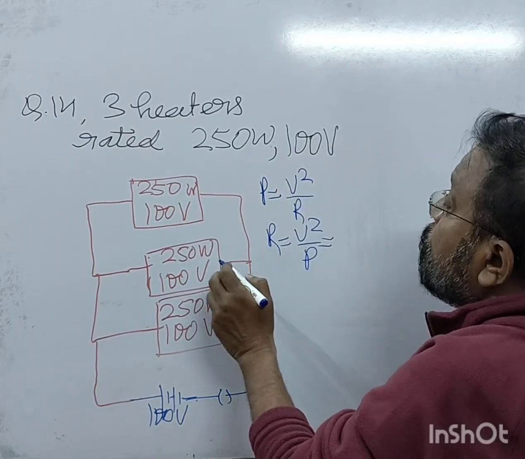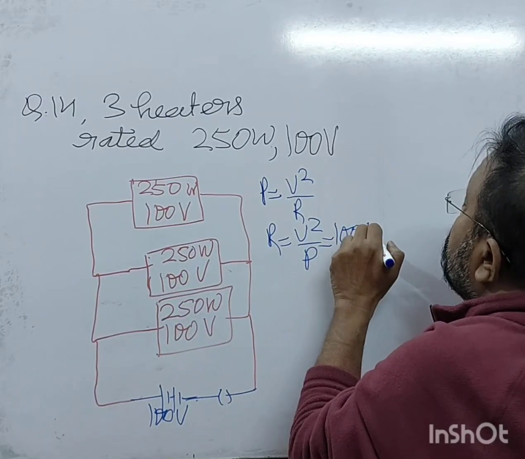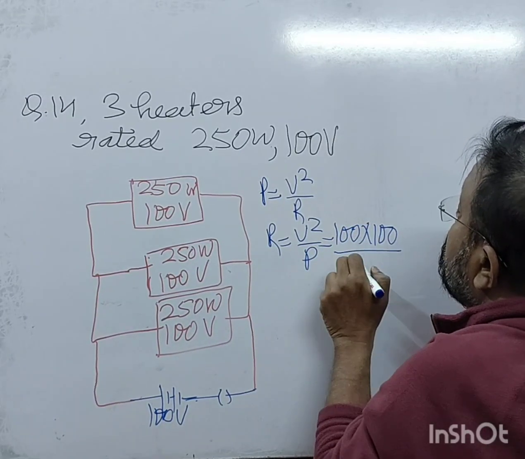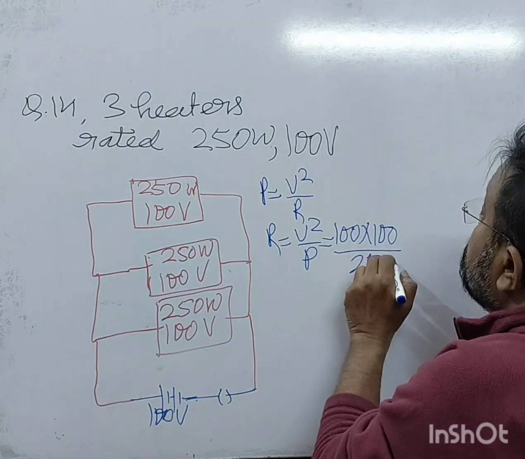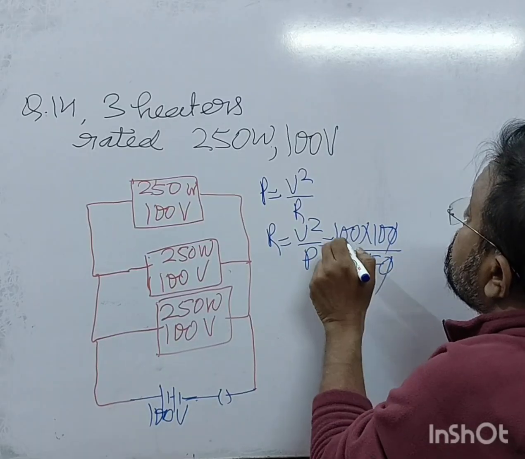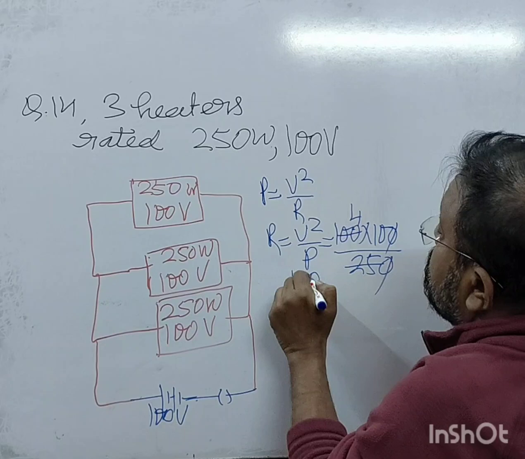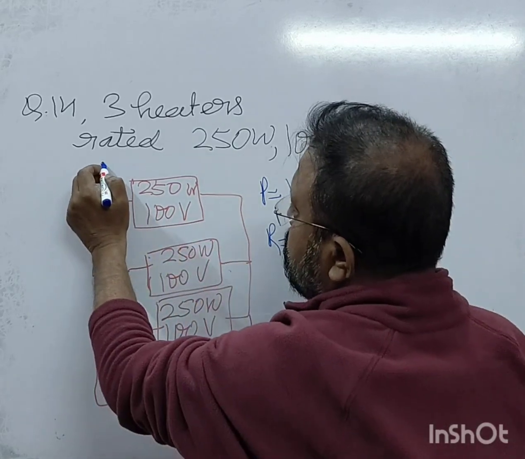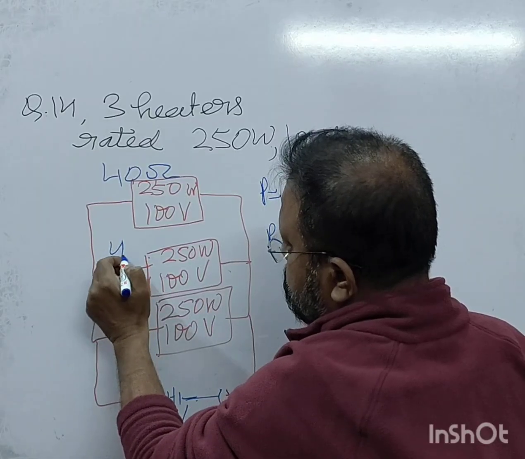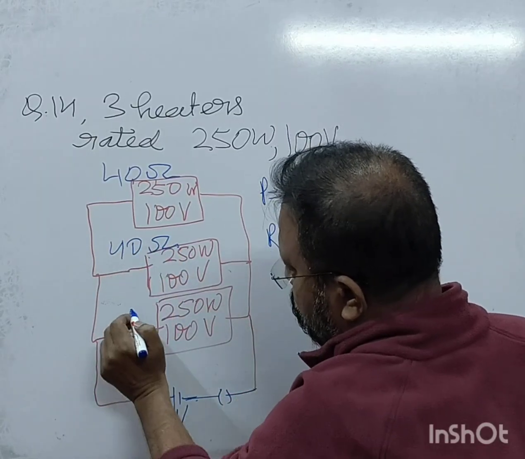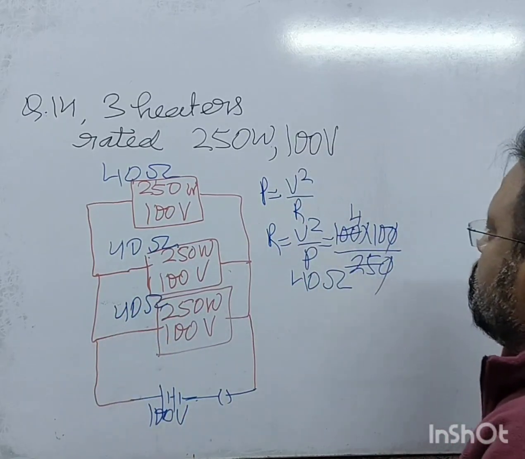So we have V square, 100 into 100, upon 250. Right? This 1 0 and 0 is cancelled and this is 4. So it is 40 ohm resistance. 40 ohm resistance is here, 40 ohm resistance is here, and 40 ohm resistance is here. Right?